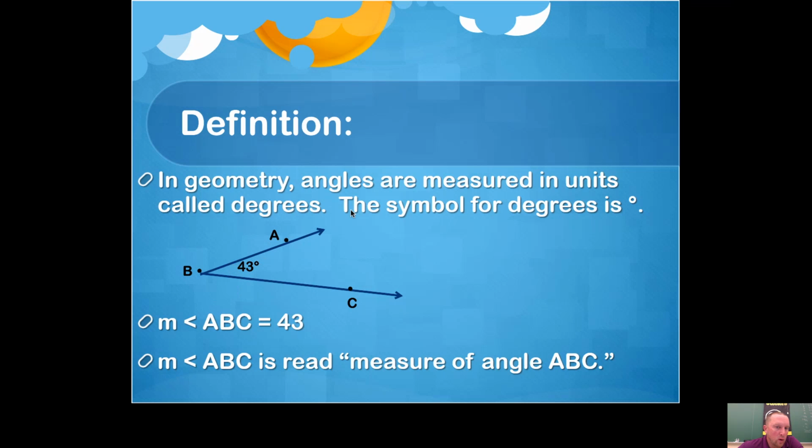It doesn't matter how long these rays are. Remember, these arrowheads mean that they go on forever. So if the rays are extended, it doesn't mean the angle has a bigger measure. There's a little unit called a degree, and there's 43 of them from here to here. When you see this little m, you read it as measure of angle ABC equals 43. So measure of angle ABC when you see the little m.